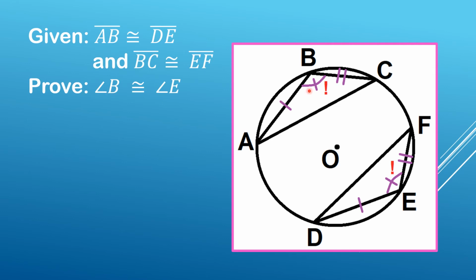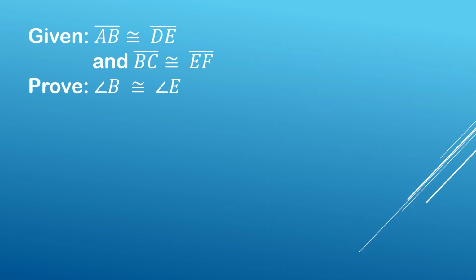And we need to prove that angle B and angle E are congruent. So how are we going to do this? Normally we think of our triangle congruence, but probably we can think of another way.